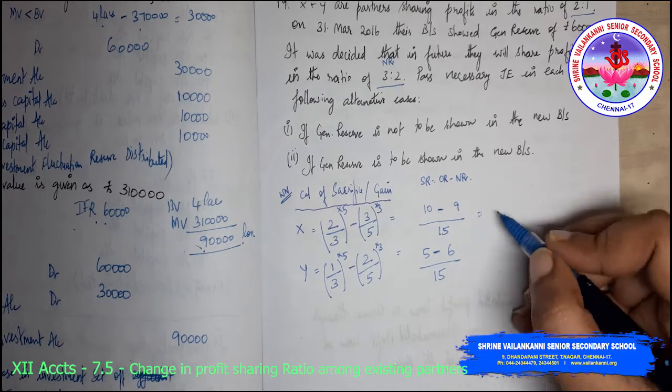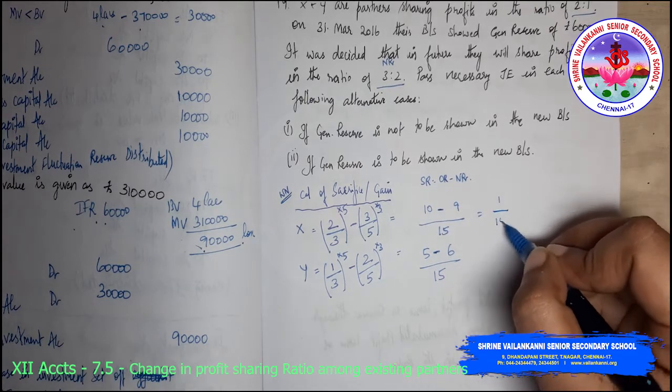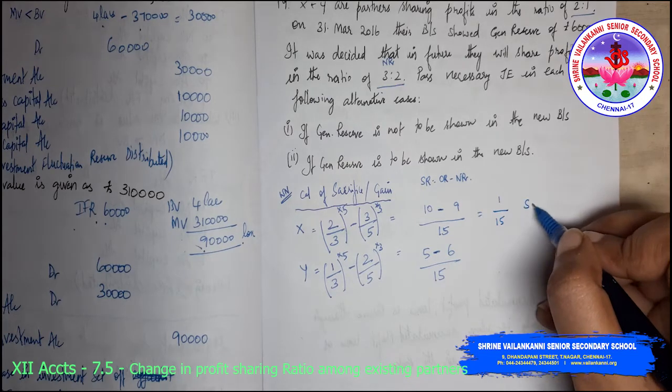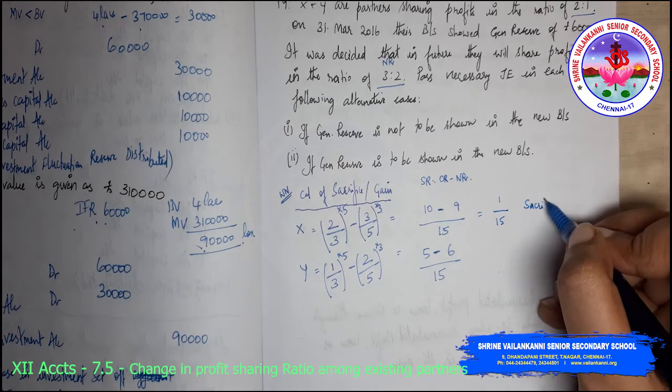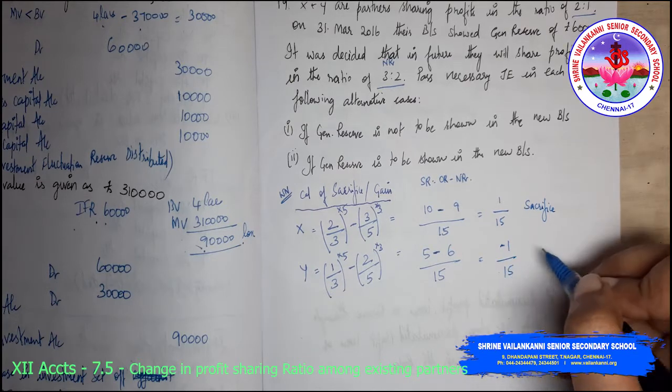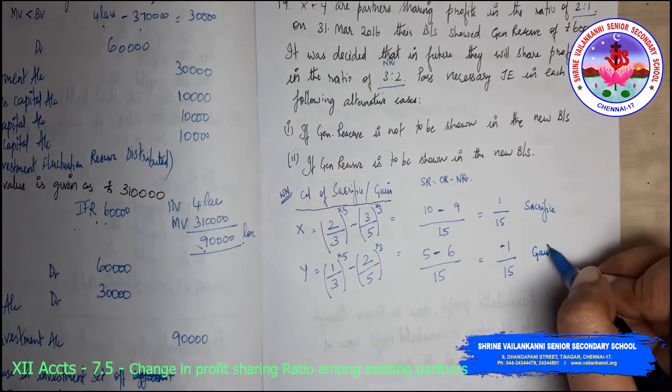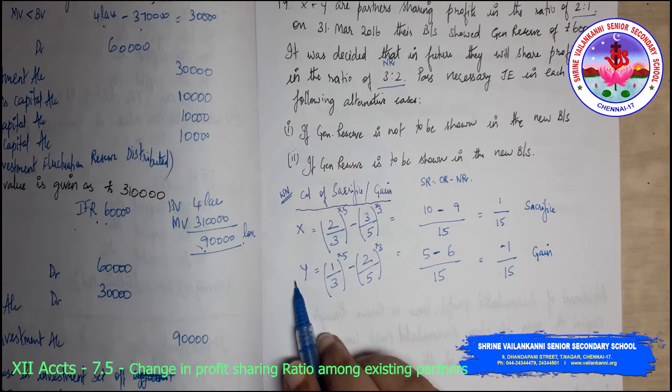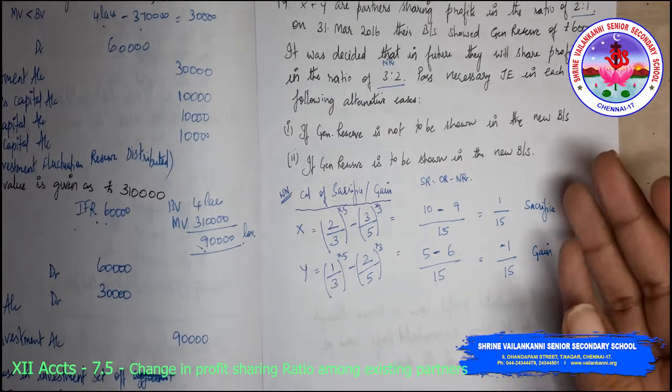So the sacrificing ratio is 1 by 15, because it is a positive figure. Now here it is minus 1 by 15. Now Y is the gaining partner, X is the sacrificing partner.